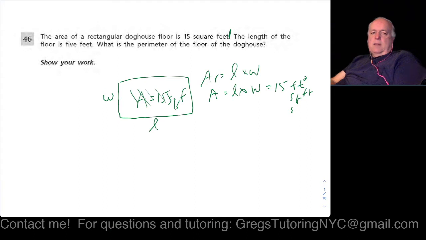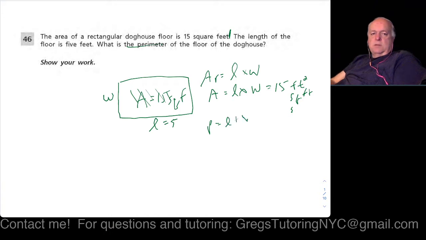The length of the floor is 5 feet. So they're telling us this is 5. Okay? What is the perimeter? So perimeter you consider like a fence. The perimeter of a rectangle is going to be its length plus its width, and so on around the shape.